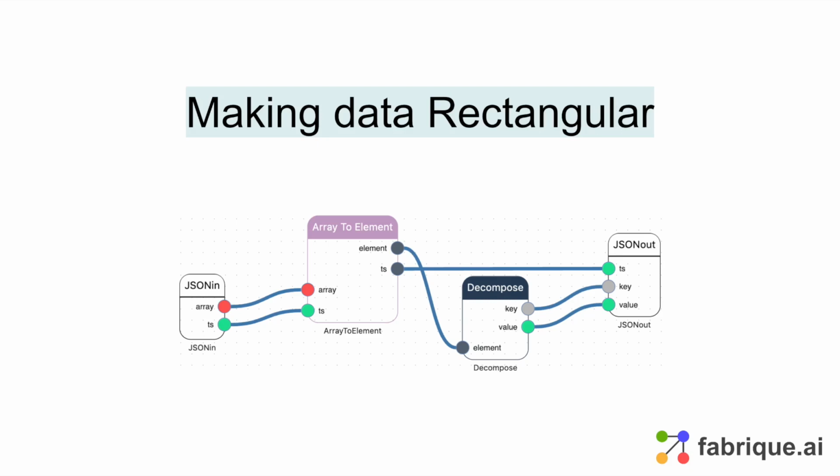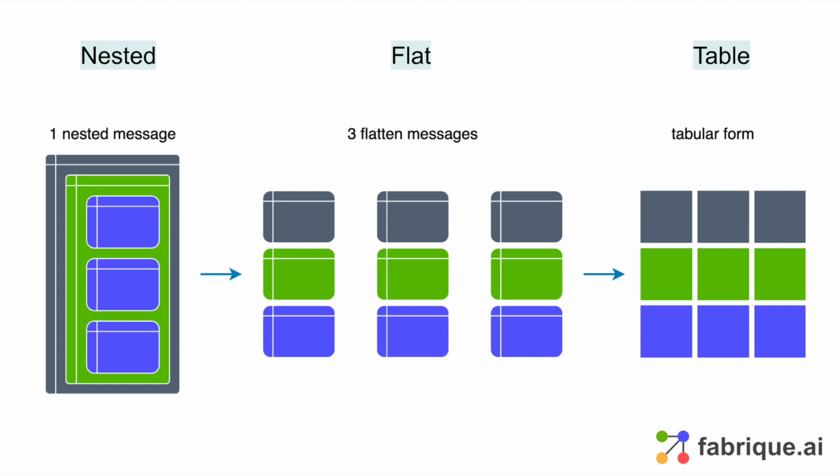Hi, in this video we will employ the Fabric nodes to make data rectangular. JSON format is extremely lightweight and the de facto standard for exchanging data. The flexibility of JSON is beneficial when it's needed to transmit an order of an invariable number of items, an online activity, or a response from a REST API.